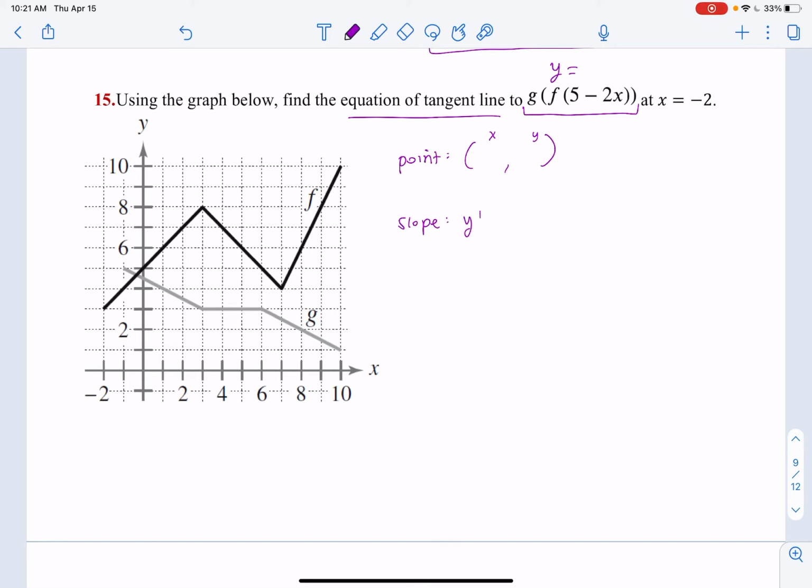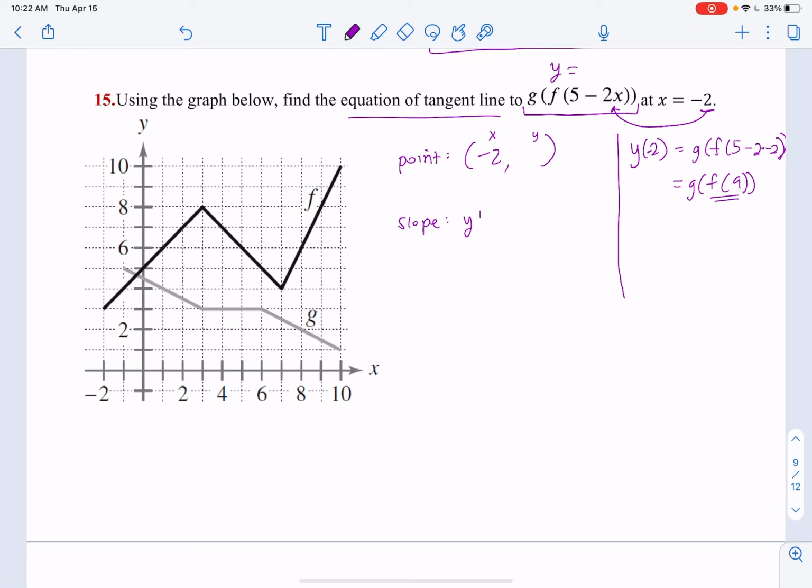So let's start with the point. x is -2. Done. What's our y value? Well, let's do a sidebar and plug it in. So what's y when x is -2? So we need g of f of 5 minus 2 times -2. All we did was plug it in here. So -2 times -2 is +4. 5 plus 4 gives us 9. So I have g of f of 9.